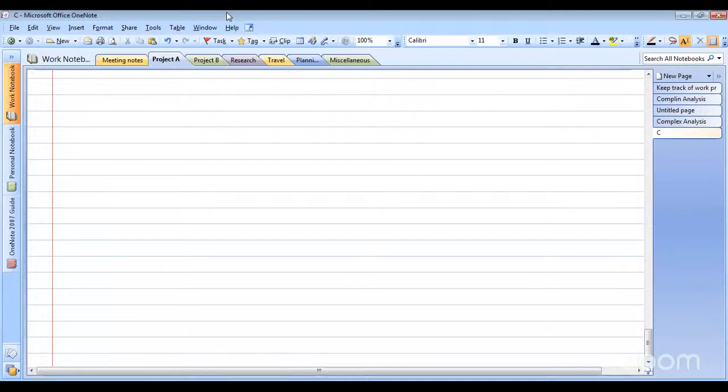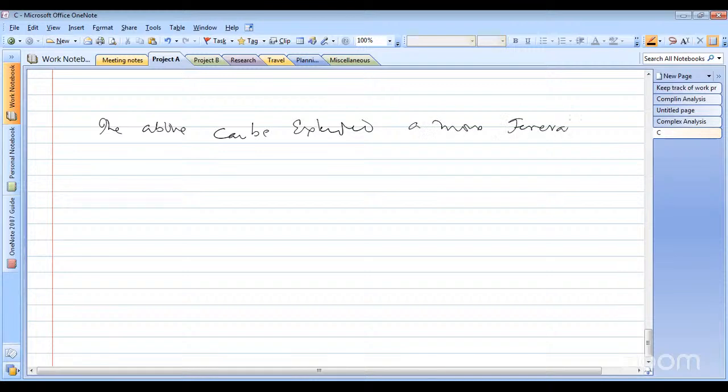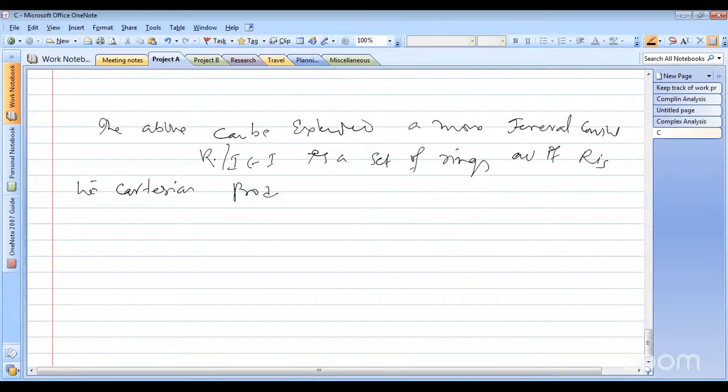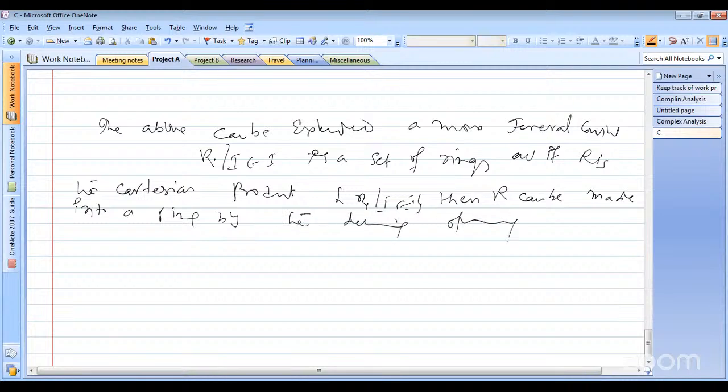So we have to prove this condition. How to prove it? The above condition can be extended to a more general construction. If R_i for i belonging to I is a set of rings, and if R is the Cartesian product of the R_i for i belonging to I, then R can be made into a ring by defining the operations of addition and multiplication.